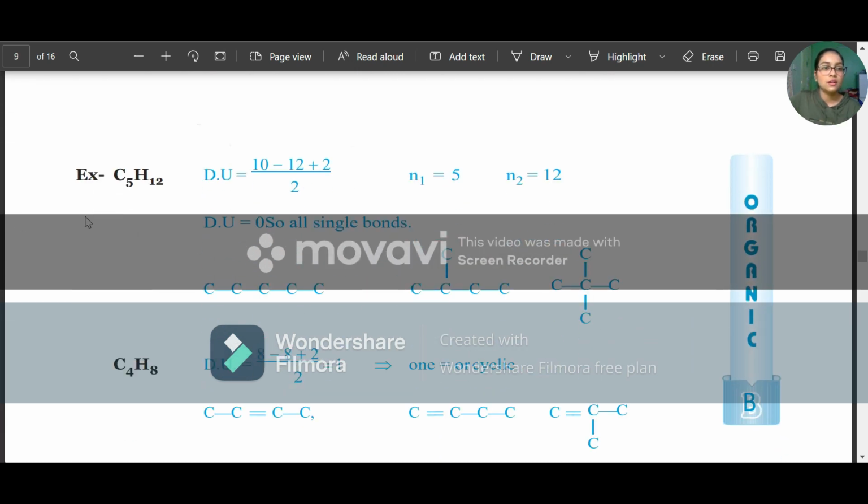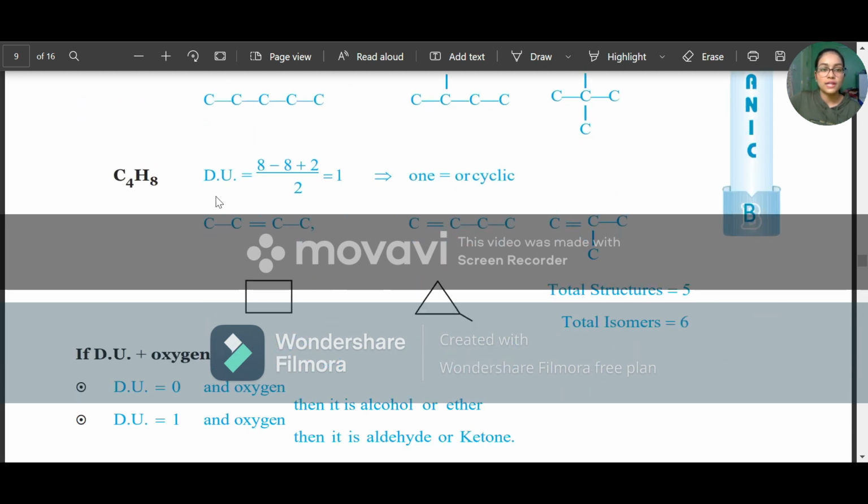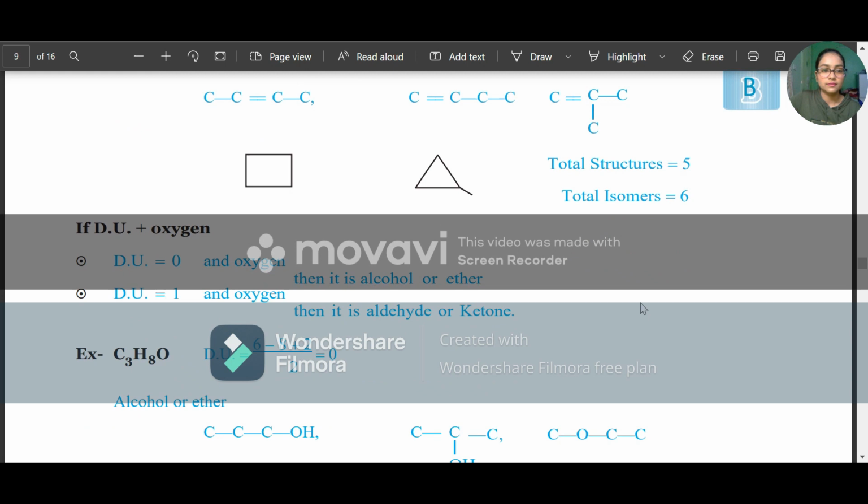Let's see some examples. So this is C5H12, that is pentane. So DU is (2 into n1, that is 2 into 5, where n1 is 5, minus n2 plus 2). So we get 0, so no double bond, only single bonds are present. So these can be the structures. Now C4H8. So we are getting it as 1. So one cyclic group is present or one double bond is present. So total structures is 5 and total isomers is 6. How come this is different? We'll get to know in the next chapter.